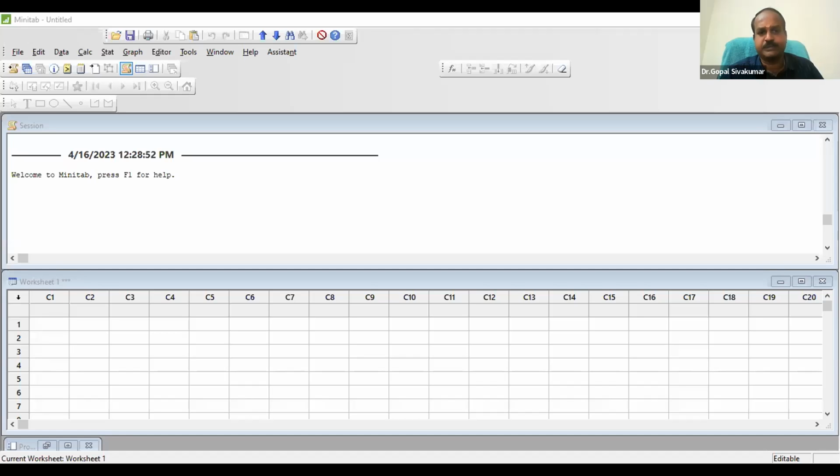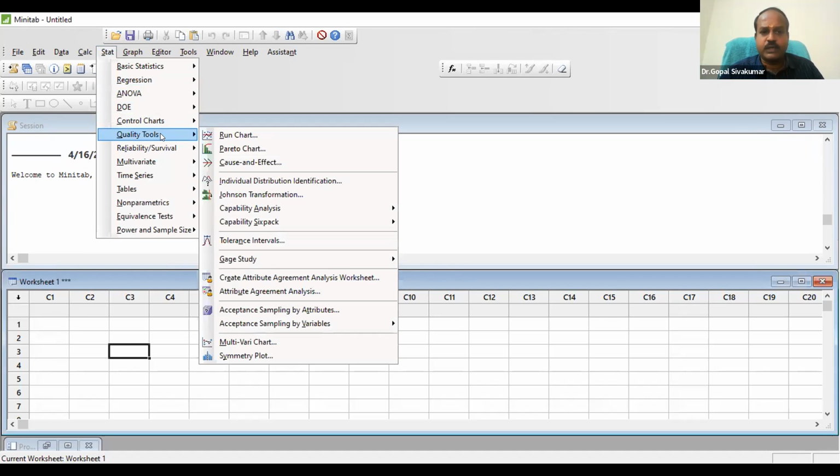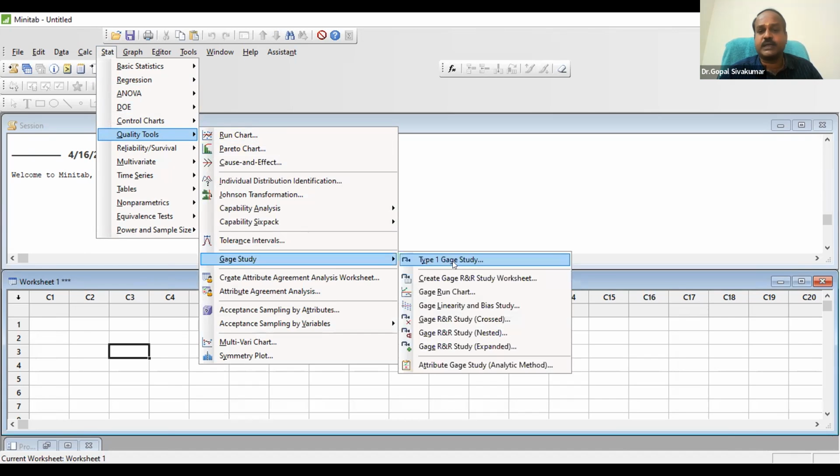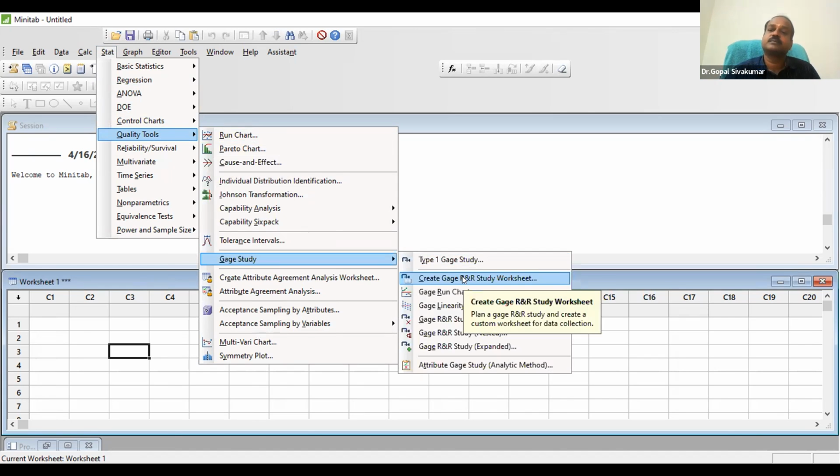So now I'm sharing my Minitab screen. Please confirm if you can see my screen. Yes, sir. All of you can see my screen? Yes. Now you should go to Stat. Please go to Quality Tools. Come to Gauge Study. After coming to Gauge Study, there is an option to create a worksheet.